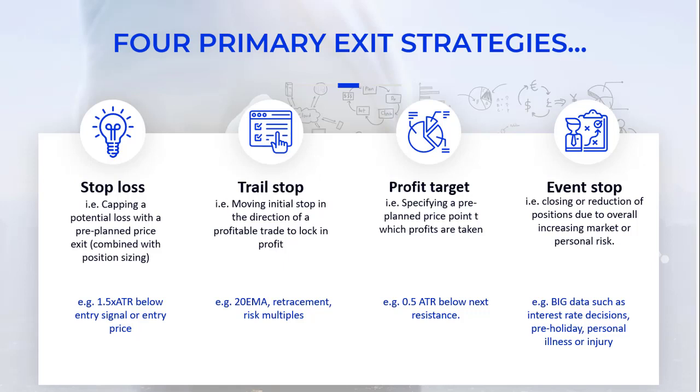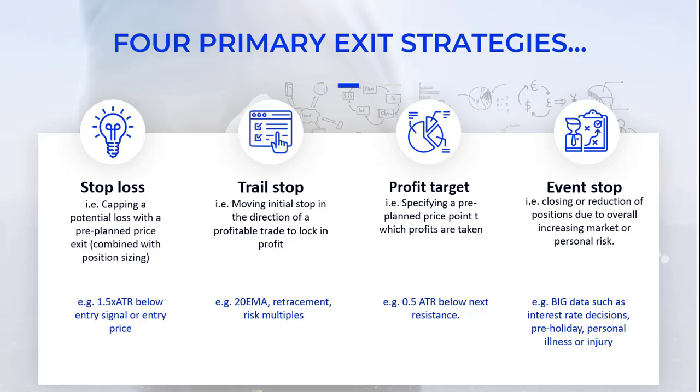The third type of exit is a profit target, and we've discussed this before also, and this is specifying a pre-planned price point at which profits are taken. So for example, if we're taking a long trade, we might place our profit target 0.5 ATR below the next resistance.